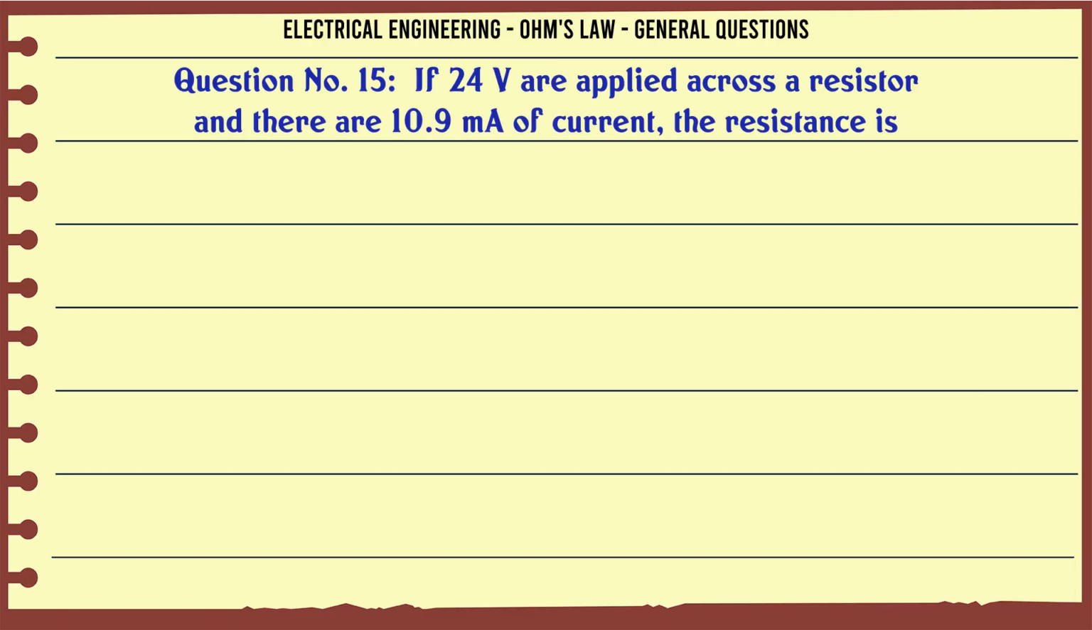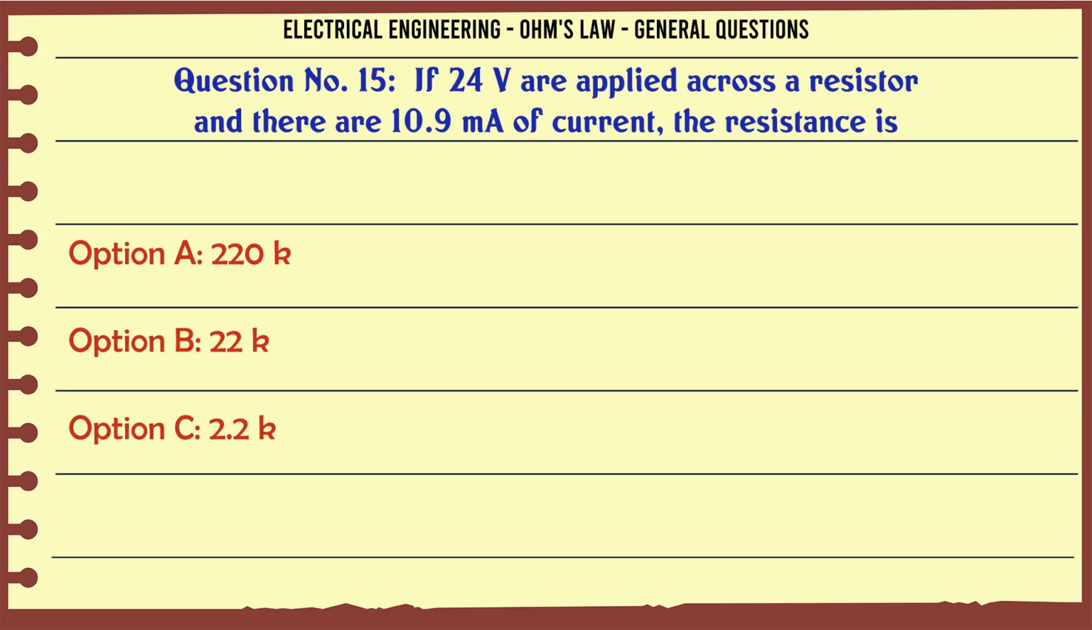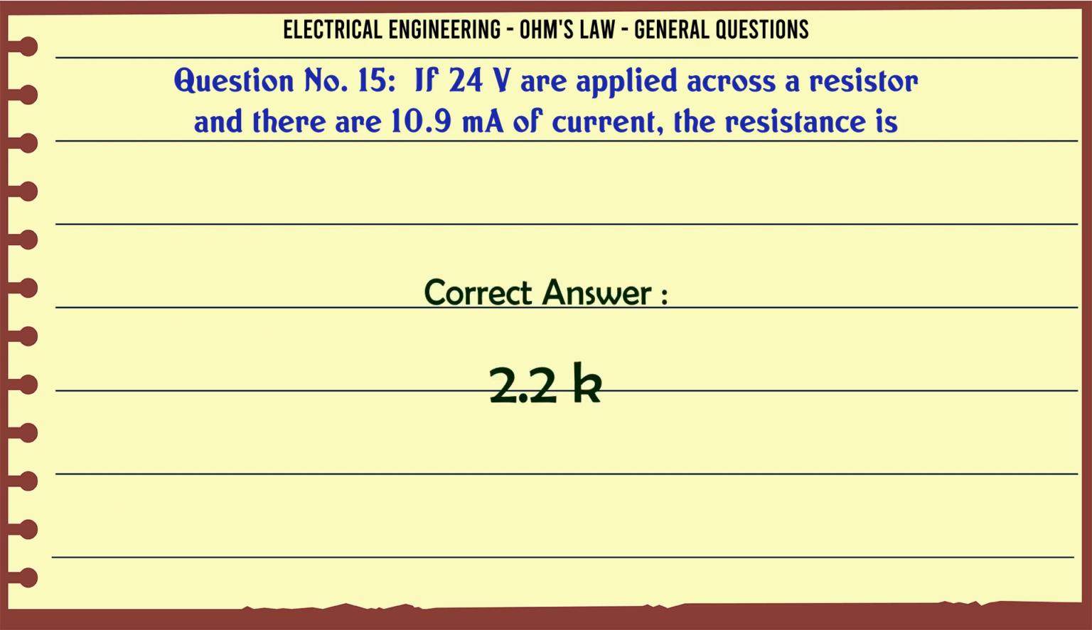If 24 V are applied across a resistor and there are 10.9 mA of current, the resistance is A) 220 K, B) 22 K, C) 2.2 K, D) 220. The correct answer is 2.2 K.